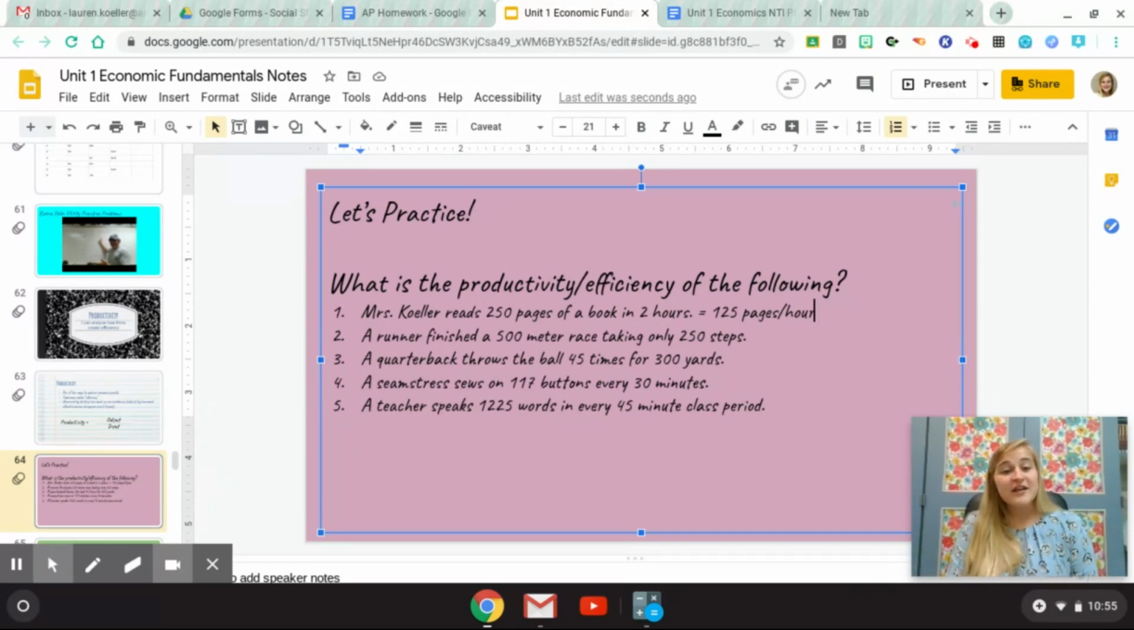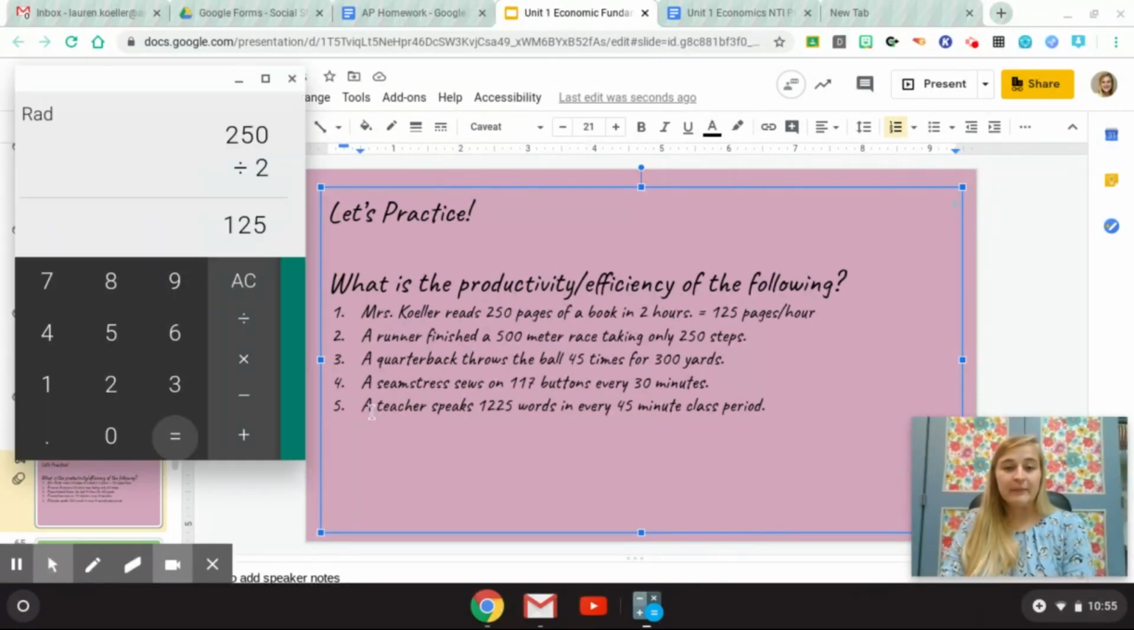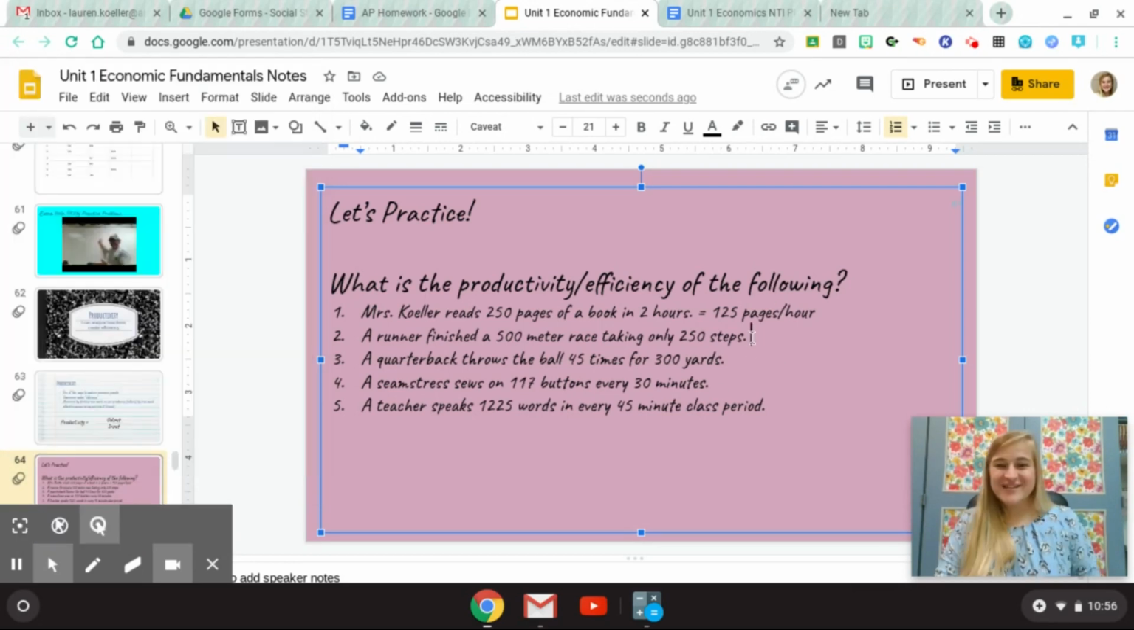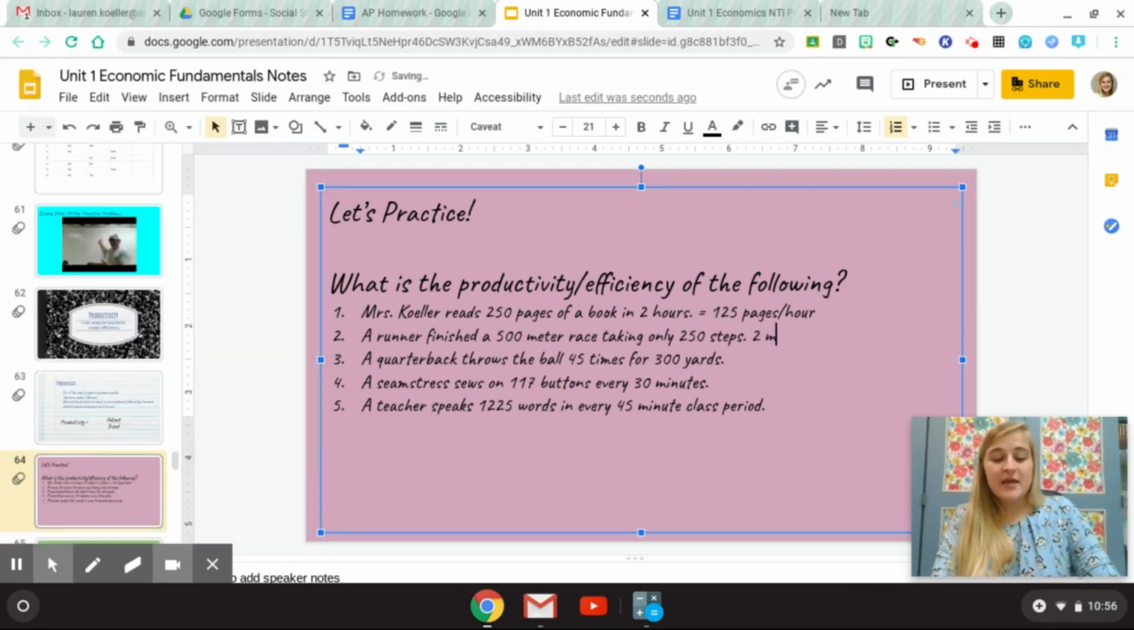A runner finishes a 500-meter race taking only 250 steps. What is their output? What is their input? And then we plug it in the formula, and that tells us their productivity. So their output is they finished a race. How long was the race? 500 meters. What effort did they put into that race? 250 steps. So that would be our input, output over input. So 500 meters divided by 250 steps would be 2. Let's take a look at that answer. It is 2 meters per step, okay?